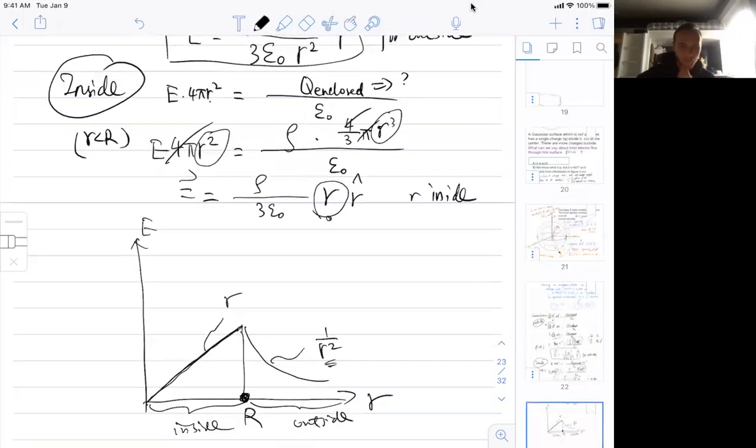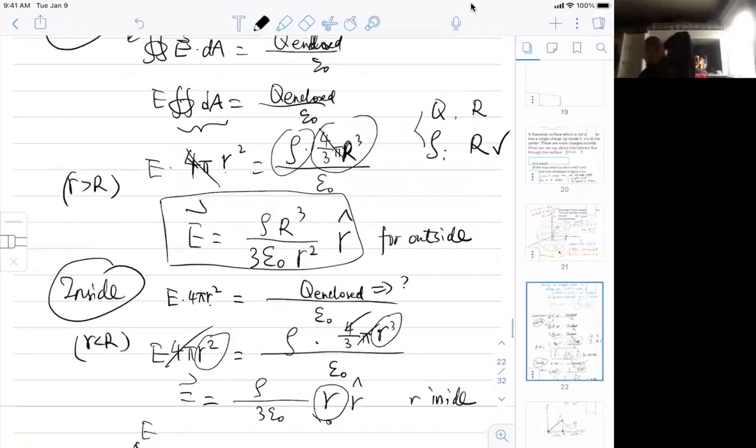So as you get further away, there's the 1 over r squared dependence. You're getting an E field that's weaker and weaker. So the E field is 0 at the origin and also 0 at infinity, and it peaks at the surface. So that's Gauss's law. You can see the calculation is so much simpler than what we have done previously. That's the beauty and why we like to use Gauss's law when the symmetry allows.